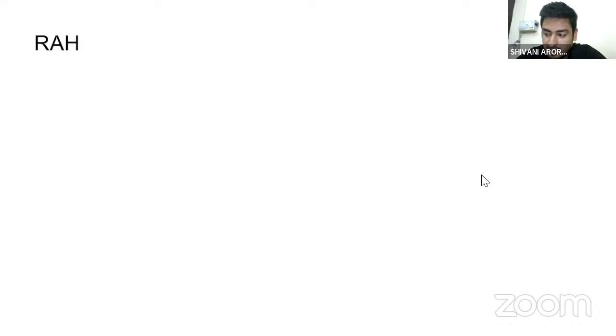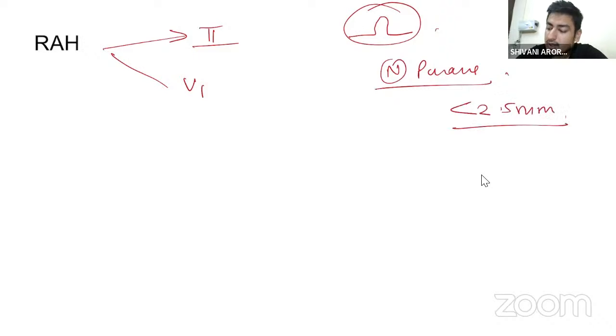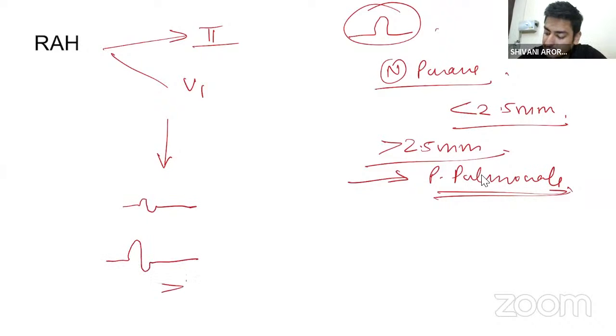Now let us discuss RA enlargement. In RA enlargement, again we will look at lead 2 and lead V1. In lead 2, there would be tall P waves. The normal height of the P wave in lead 2 is less than 2.5 mm. If it is more than 2.5 mm, it represents RA hypertrophy and is also known as P pulmonale. Similarly, in lead V1, we have this biphasic P wave, and if the upward deflection is more than 1 mm, then it represents right atrial hypertrophy.